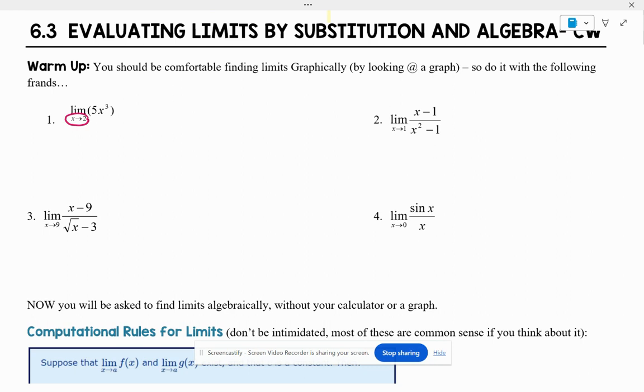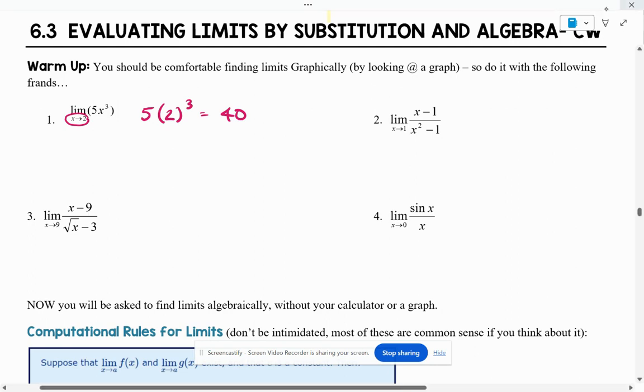If you wanted to, you could graph it and look at when x equals 2 what the y value is, and you should get the same number. Okay, so here, when you substitute the 2 into the equation, the limit disappears. So you now have 5 times 2 cubed. Limit went away, 2 went in. 2 cubed is 8. Our answer is 40.